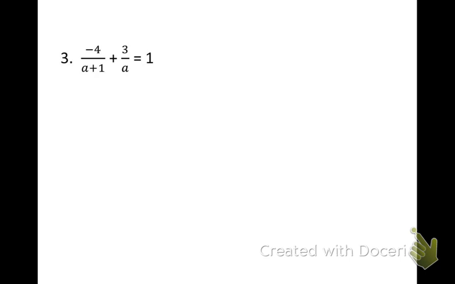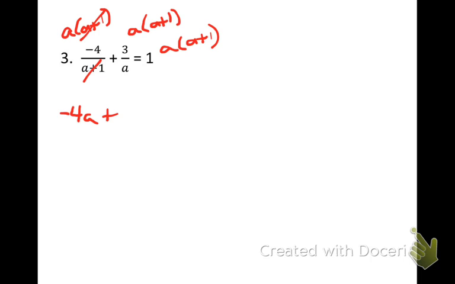Again, we need to look at our denominators because we have more than two fractions and find the common denominator, which in this case would be a times the quantity a plus 1. So I'm going to multiply every fraction by that, or every term actually. Even though this isn't a fraction, I still have to multiply it to keep everything equal. So the a plus 1's cancel, leaving me negative 4a, plus the a's cancel, leaving me 3 times the quantity a plus 1. And over here, nothing cancels, just leaving me a times the quantity a plus 1.